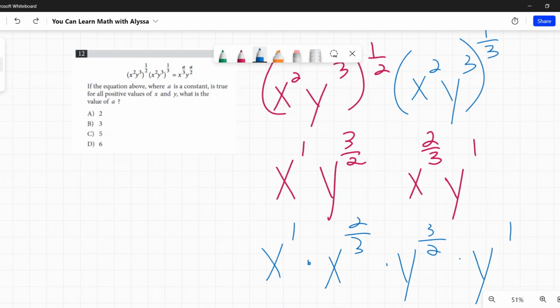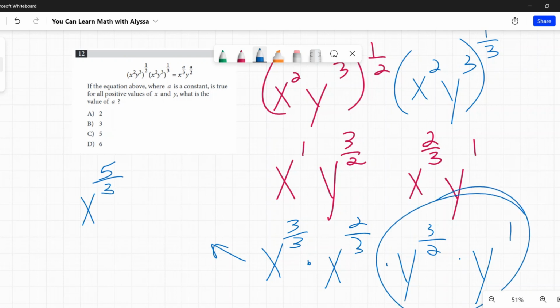What is 1 plus 2/3? Now, when we're dealing with fractional exponents, we do not want mixed numbers. We don't want like 1 and 2/3. We need it to be an improper fraction with that big numerator. So 1 is the same as 3/3. Those are the same. So 3/3 plus 2/3, I'm going to write all this over here, is 5/3. There's my first one done. Then I have my y's. Y to the power of 3 halves times y to the power of 1.